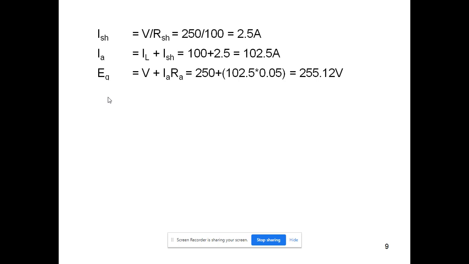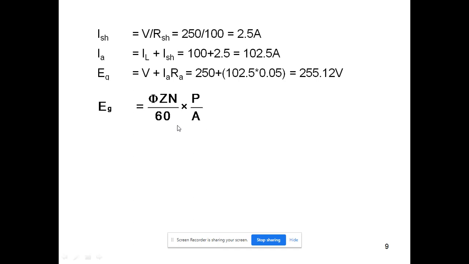This we can also say as Eg. The voltage is given as 250 volts, the armature current is 102.5, and the armature resistance is given as 0.05. On solving this, we get the answer as 255.12 volts.